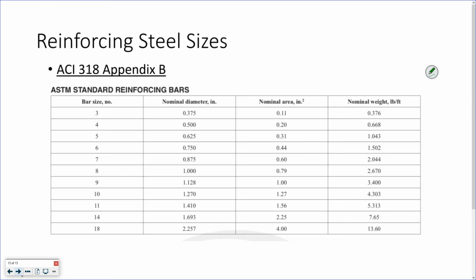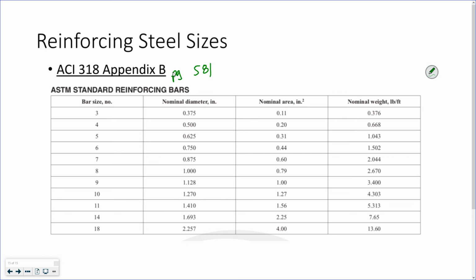Finally, this is a big tab. You are going to want to have this tab, okay? In ACI 318, Appendix B, we have our reinforcing sizes. It is on page 581. These are the sizes that you will be using. It goes from 3 to 18. You see it doesn't have every number. 3, 4, 5, 6, 7, 8, 9, 10, 11, 14, and 18.